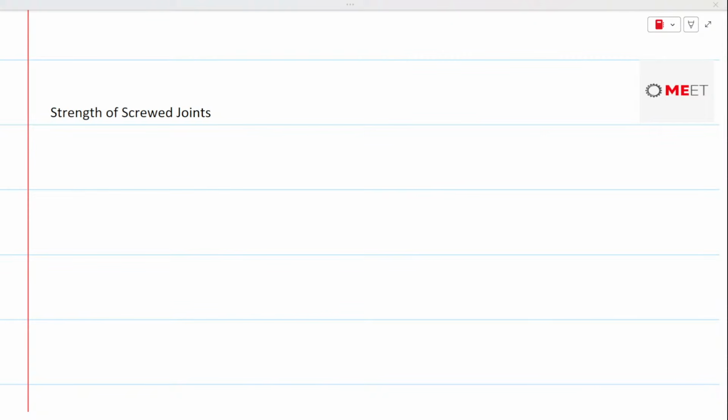This session is dedicated to discuss the important formulas that are used for designing the bolted joints, what are all the stresses that are induced in the bolted joints, and the types of problems that could be expected in the end semester examination. Let us begin our discussion.